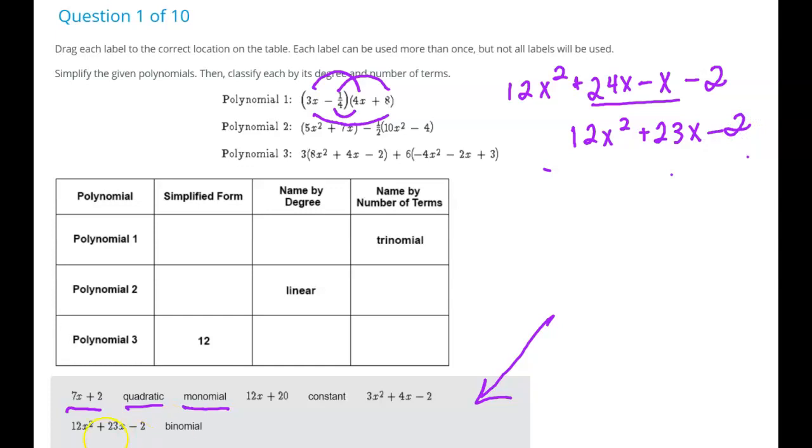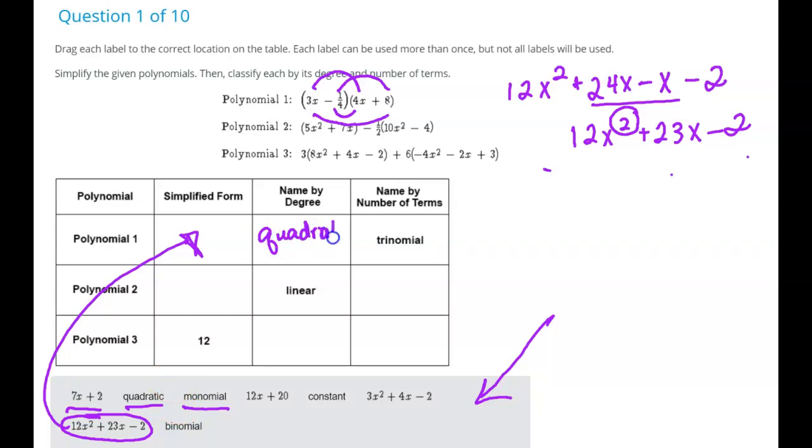So you can tell that that would be this right here. You would drag that up right here. That would be the simplified form. Name by degree just means look at the exponent. The highest exponent here is a 2. In our last unit, we said that if anything is to the second power, it's actually a quadratic. So this would be a quadratic here.